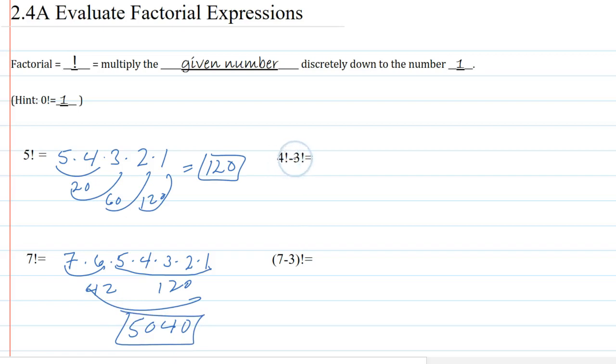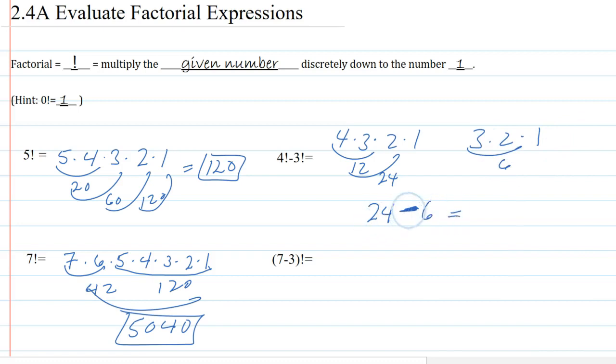Now let's throw some basic algebra in that. Here it says 4 factorial minus 3 factorial. What you're going to do is exactly what it says. Find 4 factorial. That's 4 times 3 times 2 times 1. 4 times 3 is 12 times 2 is 24. That gives me 24. Then it says minus. And what am I minusing? 3 factorial. Well, 3 factorial is simply 3 times 2 times 1. 3 times 2 is 6 times 1 is still 6. That gives me 24, take away 6, which is 18.